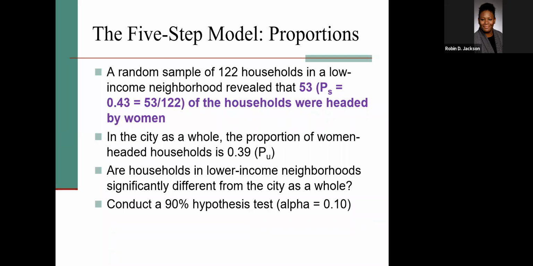So for instance, here we can count the number of female-headed households, which based on the information in the problem is 53. We could then compare the number of women-headed households to the number of male-headed households. But what we're interested in is whether the sample proportion is different from the population proportion. So what we'll do is conduct a hypothesis test for a single sample proportion. And this problem tells us to do it at the 90% level, so you'd have an alpha of 0.10.